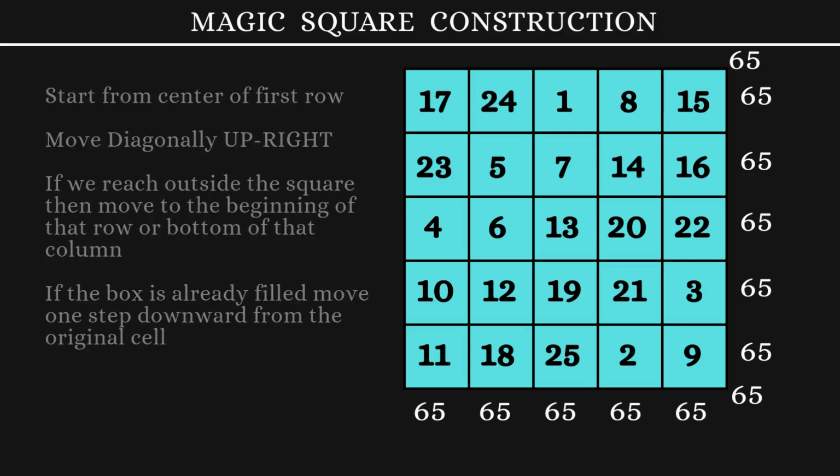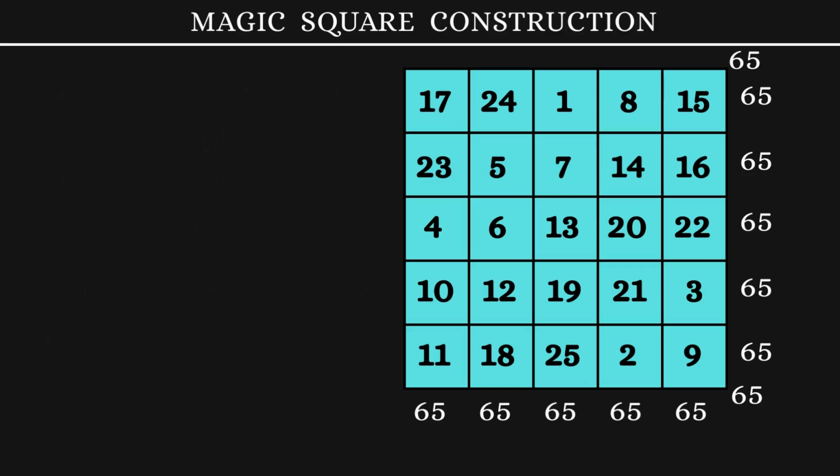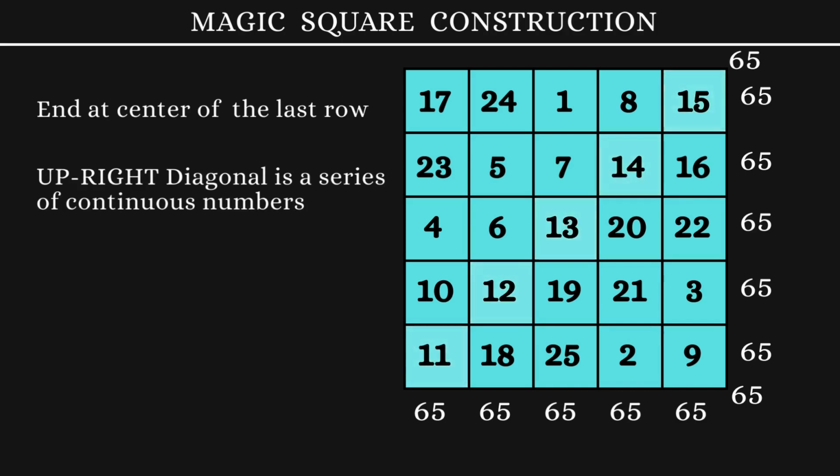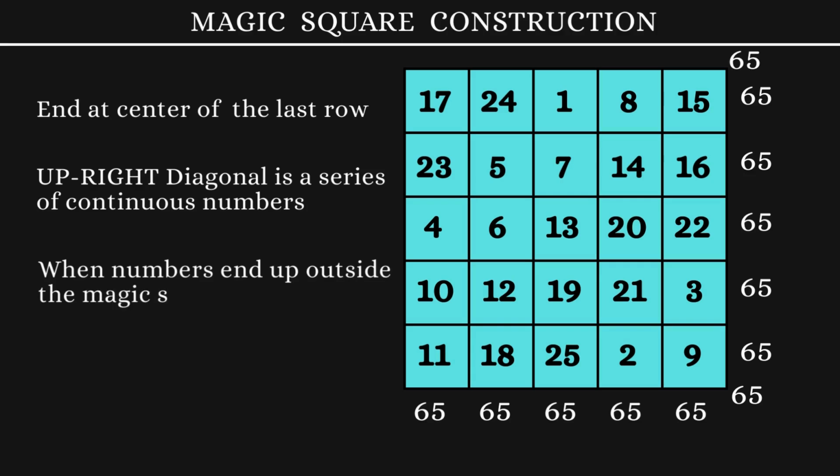Here we have a few more criteria to confirm that our magic square construction is correct. The ending number will always be at the center of the last row. The upright diagonal here will always be a series of continuous numbers. And when you have the number falling out of the magic square and you have to move to either the beginning or the bottom, that grid will always be empty.